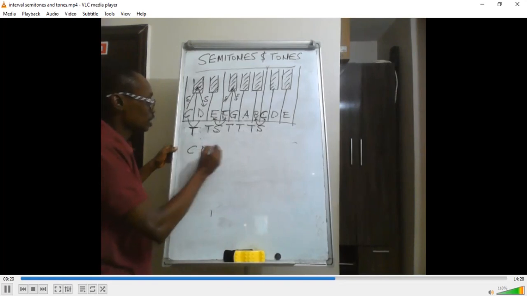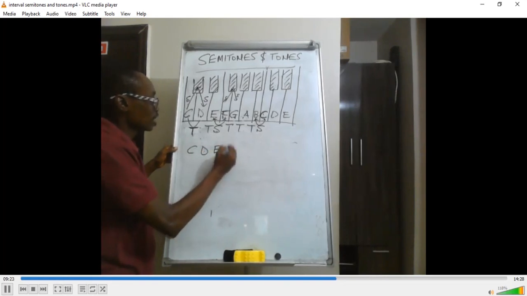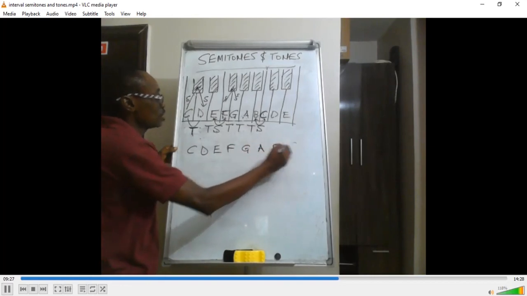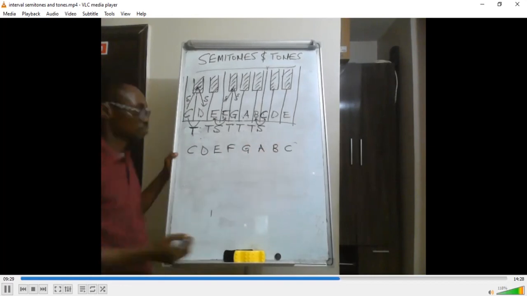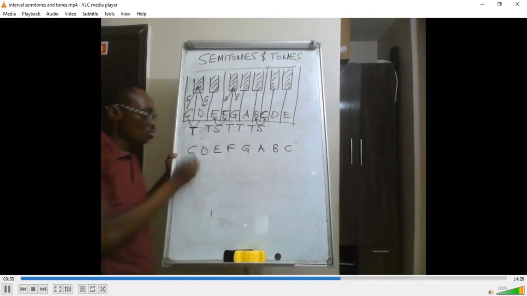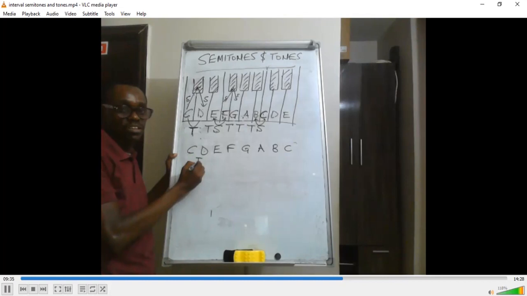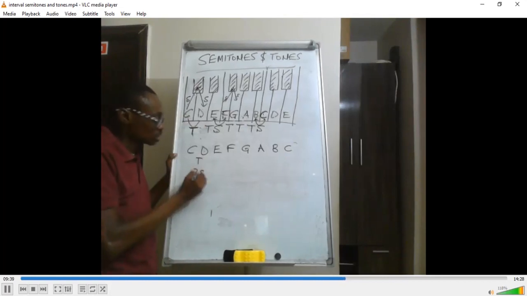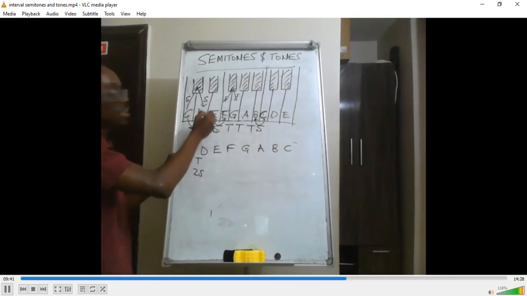So we have C, D, E, F, G, A, B, C. So from C to D, what do we have? A tone. From C to D, we have a tone. That is two semitones. From D to E, what do we have?